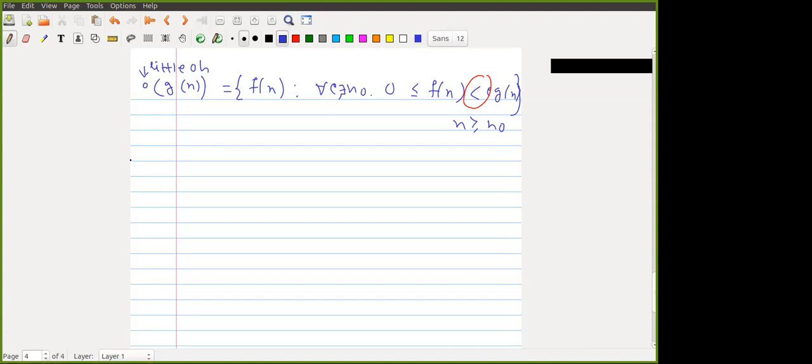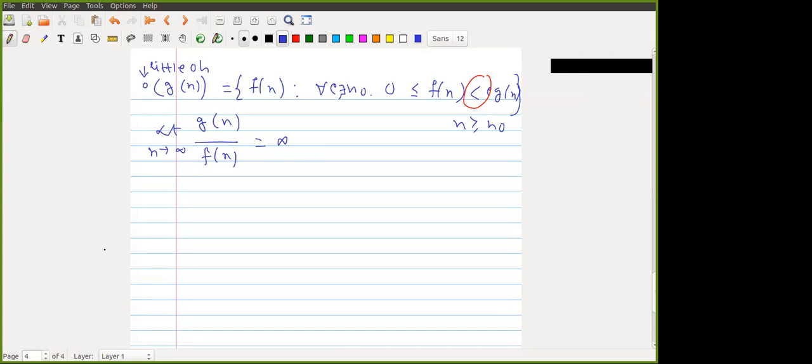So one intuitive, equivalent way to express it is of this form. If we take the limit as n tends to infinity of g(n) by f(n), it will be infinity. g(n) strictly dominates f(n). That's why it is strictly less than. When we take n sufficiently large, g(n) would go way beyond f(n).